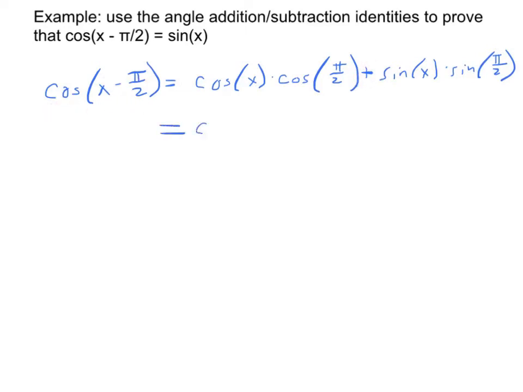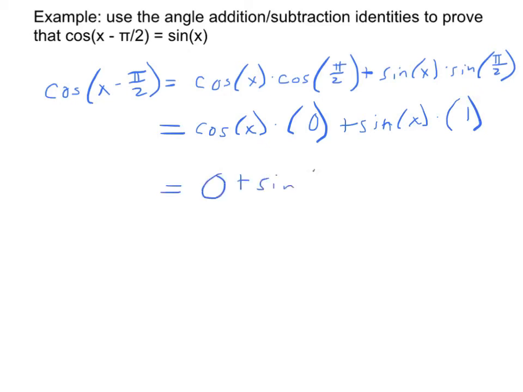So let's see here. This gives me the cosine of x times the cosine of pi over 2, which is actually 0, plus the sine of x times the sine of pi over 2, which just so happens to be 1, which means we get 0 plus sine x. And sure enough, we conclude that the cosine of x minus pi over 2 is, once again, the sine of x. And I was about to draw a box around this, yay, I did it.